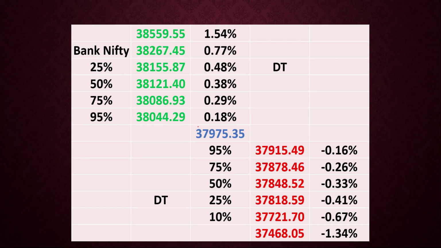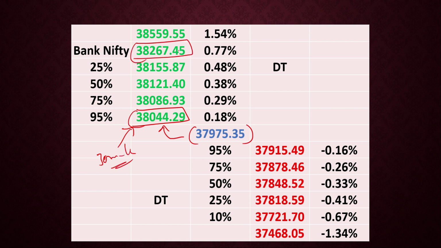Coming to the individual analysis, in today's session, the market has closed at 37,975 levels, and if the market tries to move up, this 38,044 level will be acting as a good resistance point, and if the market sustains above this level for at least 30 minutes to 1 hour, then we can expect a further rally up to this 38,267 level, and we can consider this level as our daily target. And if the market closes above this level, then we can expect a further rally up to this 38,559 level, and we can consider this level as an extreme target.